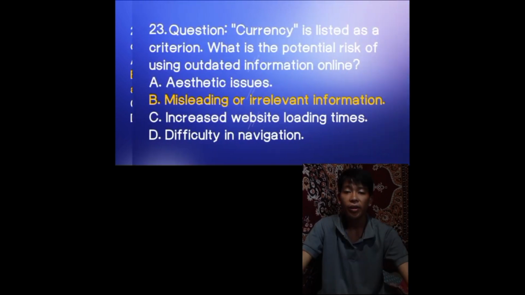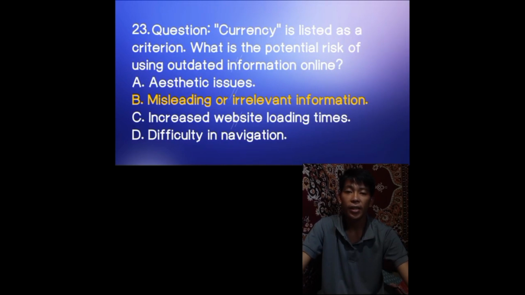The correct answer for number 23 is letter B. Misleading or irrelevant information. So outdated information can be inaccurate or misleading or simply irrelevant, no? So leading to poor decision making.